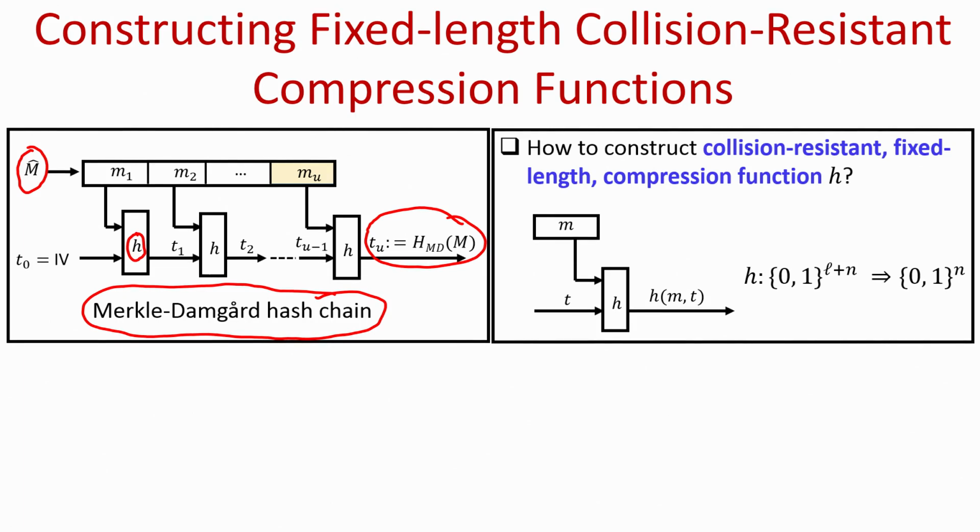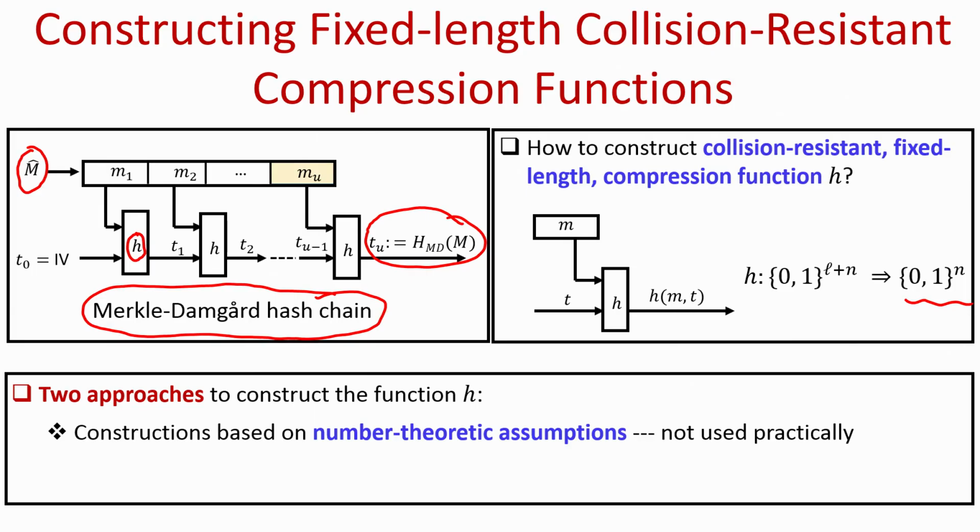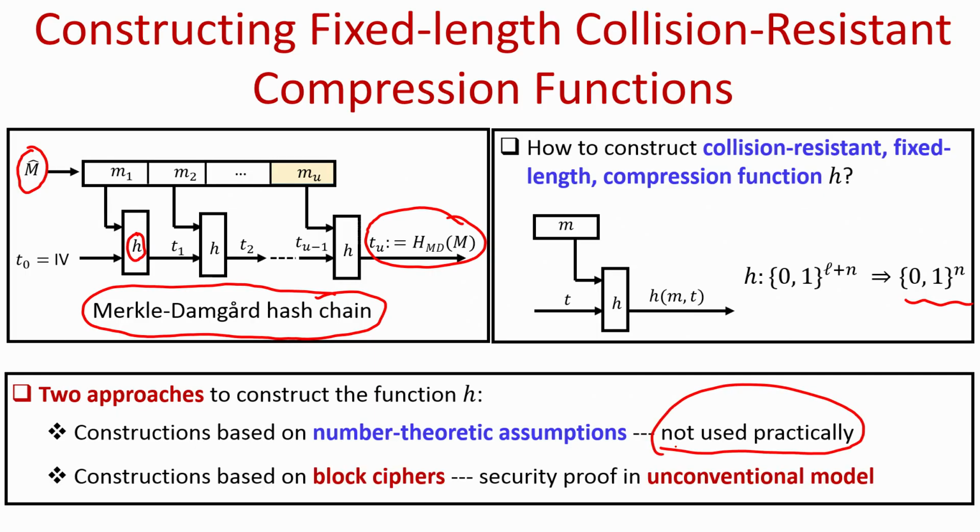Now, the question is how we construct this fixed length collision resistant compression function, which takes an input of size L plus n bits, which can be parsed as two inputs, one of size L bits and another of size n bits, and gives an output of n bits. We know two approaches for this. One approach is based on number theoretic assumptions, which we are going to see in this lecture, but they are not used practically. The construction which we have proved to be secure is based on block ciphers, namely the Davis-Meyer construction. However, the security proof of that construction was in the unconventional random oracle model.